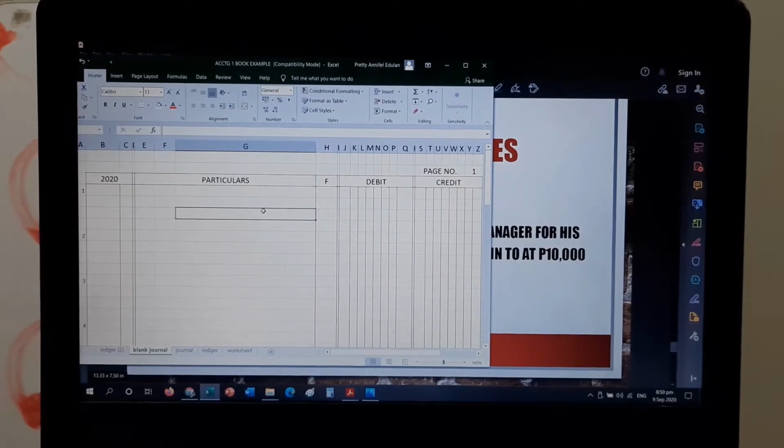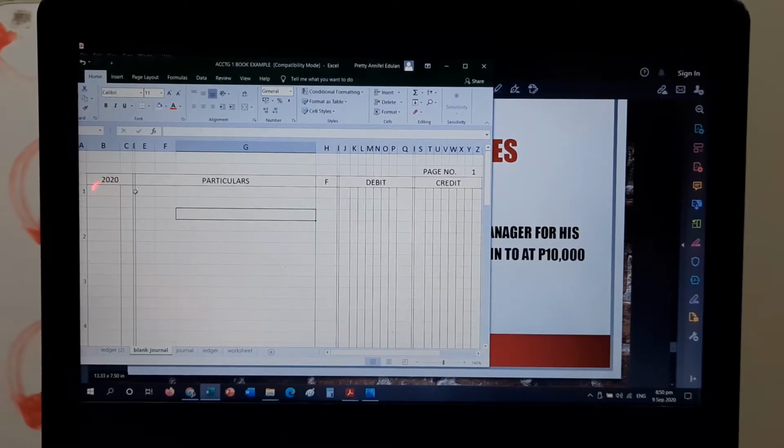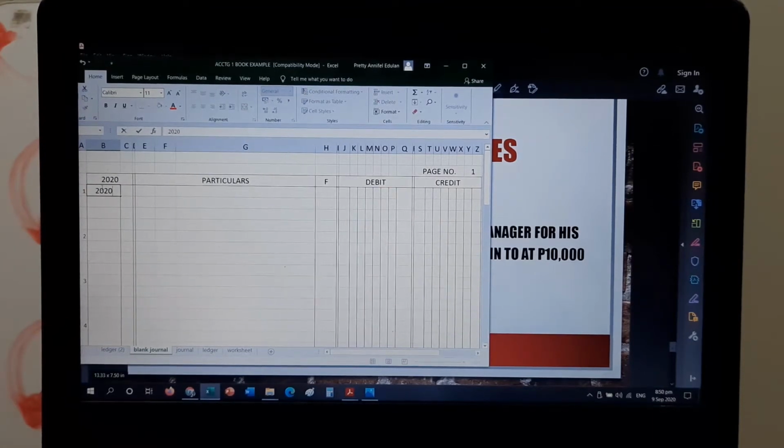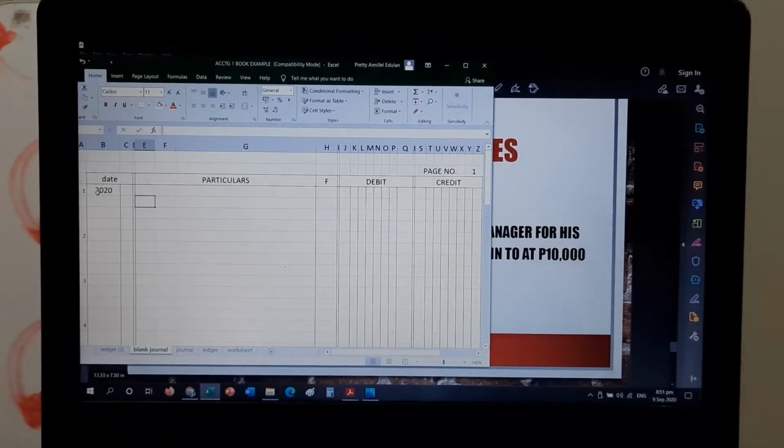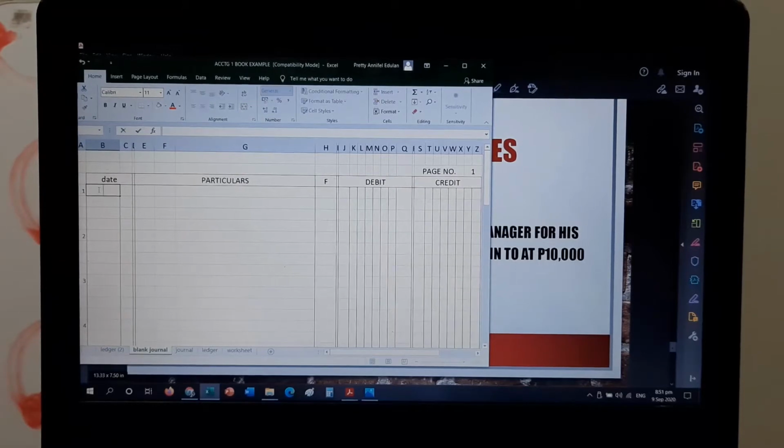So what is the format of a journal? If you have noticed this part, it's blank. It's for the date. If the problem is silent and does not indicate any date, please use the current year. You could write the word date here and write the year on this part, or you could simply write the year here, 2020.